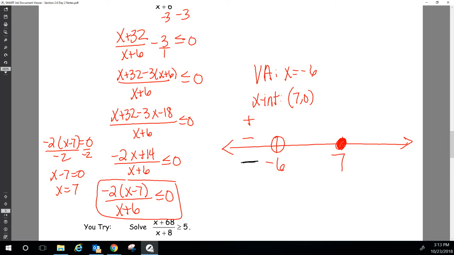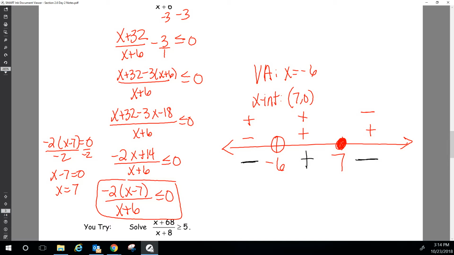Between negative 6 and 7 would be 0. Plugging 0 into this guy, I get 0 minus 7 is negative, times negative is positive. On the bottom, 0 plus 6 would be positive. Positive divided by positive is positive. And bigger than 7, say 8, 8 minus 7 is positive times negative is negative. And 8 plus 6 is positive. Negative divided by positive is negative.